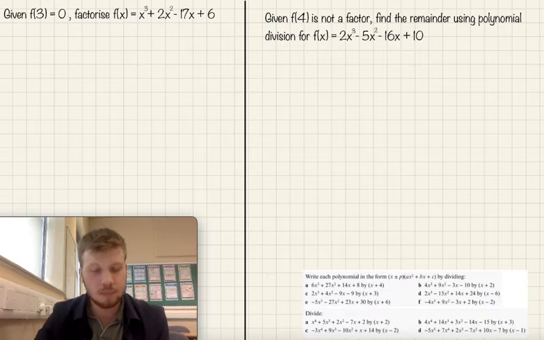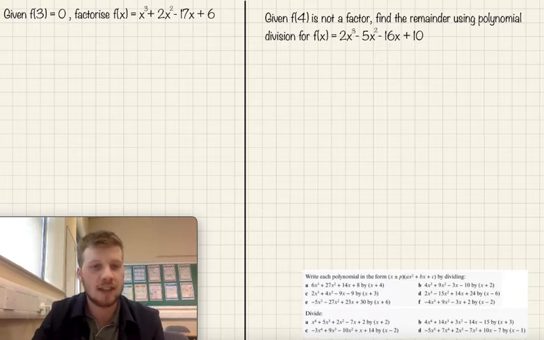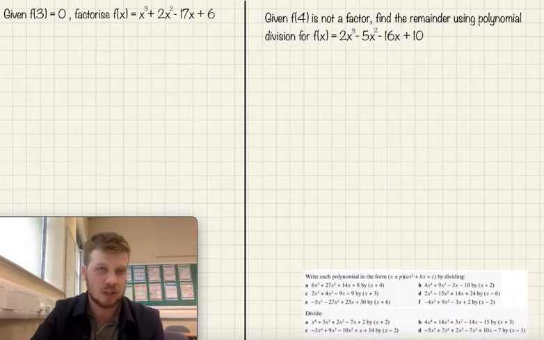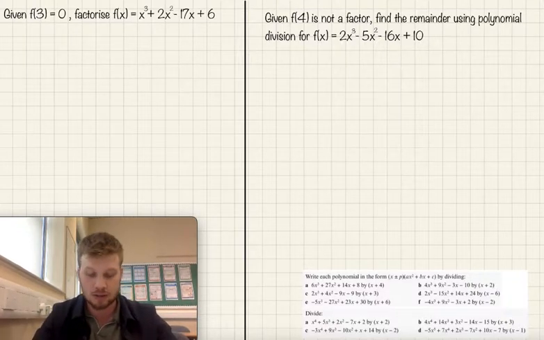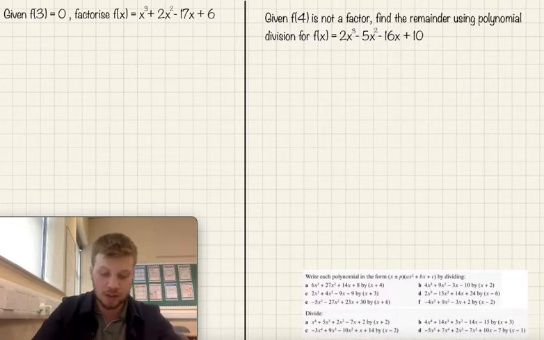Today's video, I'm just going to go through some examples of polynomial long division and also just recapping some of the key ideas that the factor theorem tells us. So, reading the first question, it says given f(3) is equal to 0, and then I've been told to factorise this cubic of x cubed plus 2x squared minus 17x plus 6. So, let's just dissect what this means.